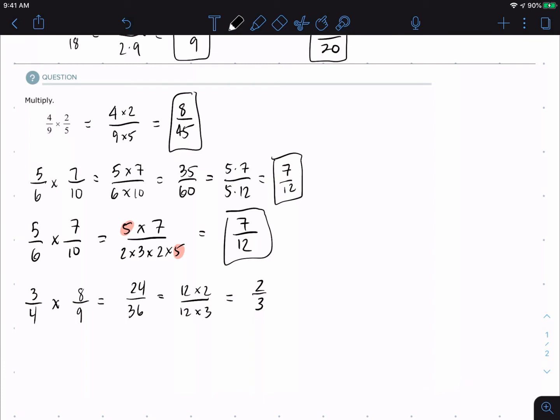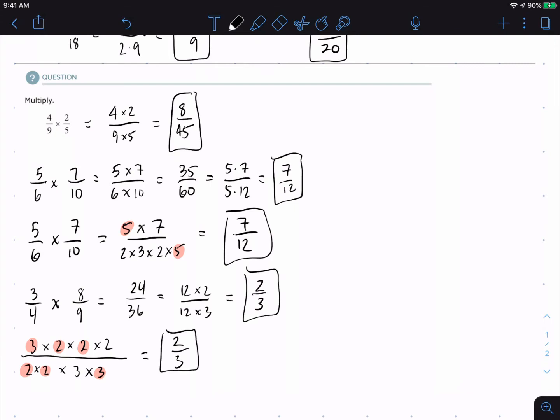The other way to do it would be to go, okay, that's 3 times 2 times 2 times 2 over 2 times 2 times 3 times 3. And if we look at it this way, there's a 3, there's a 3, that's gone. There's a 2, there's a 2, that's gone. Here's a 2, here's a 2, that's gone. And what we notice is the only thing left is 2 over 3.